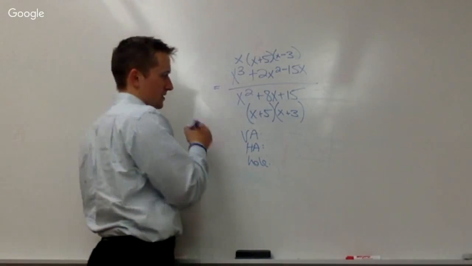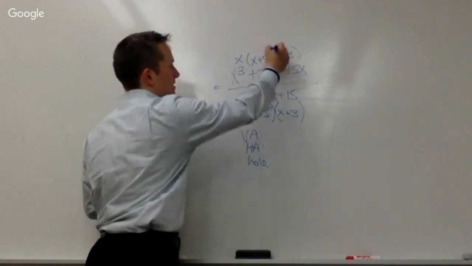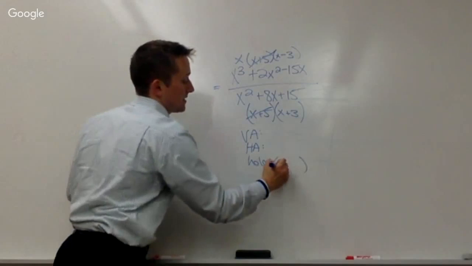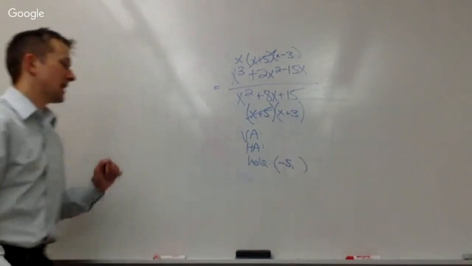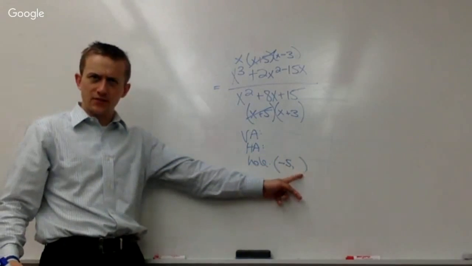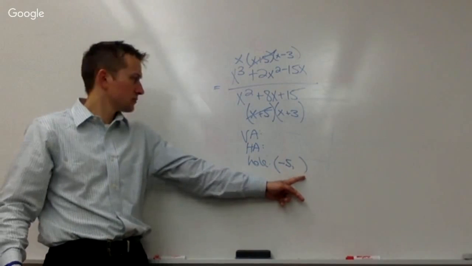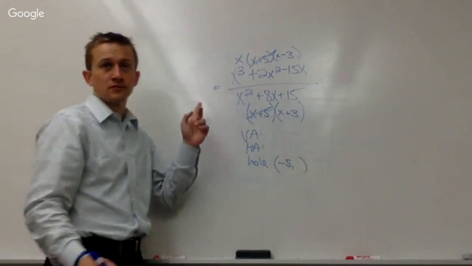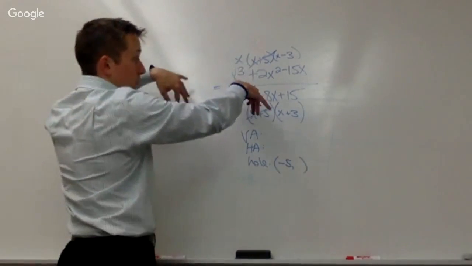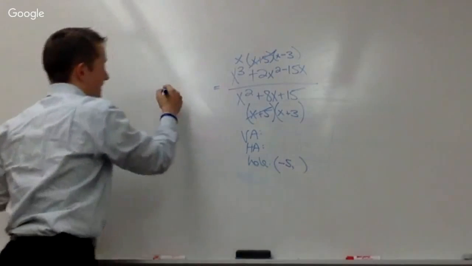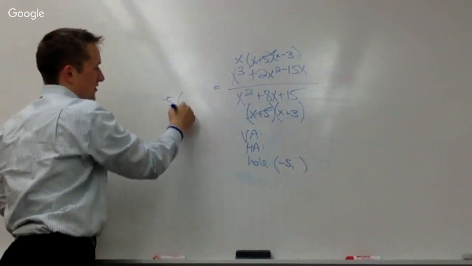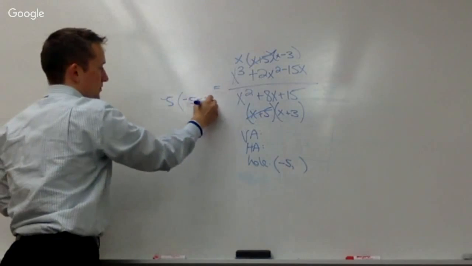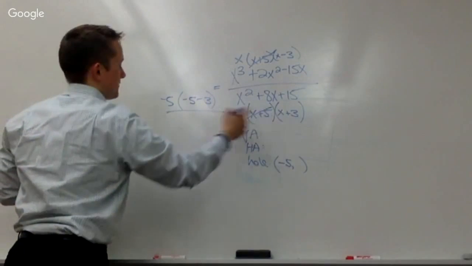Cancel. Yeah, what can we cancel, Caleb? Good. And what does that tell me? That's the hole. Good. Yeah, so the hole is going to be at x equals -5. How do I find the y value of this one? You take that -5 and put it back into the equation. Good. The whole thing or just the simplified one? Simplified one. Because if not, you'll get 0 over 0, right? Because of these two. So we get -5 times -5 minus 3 all over -5 plus 3.